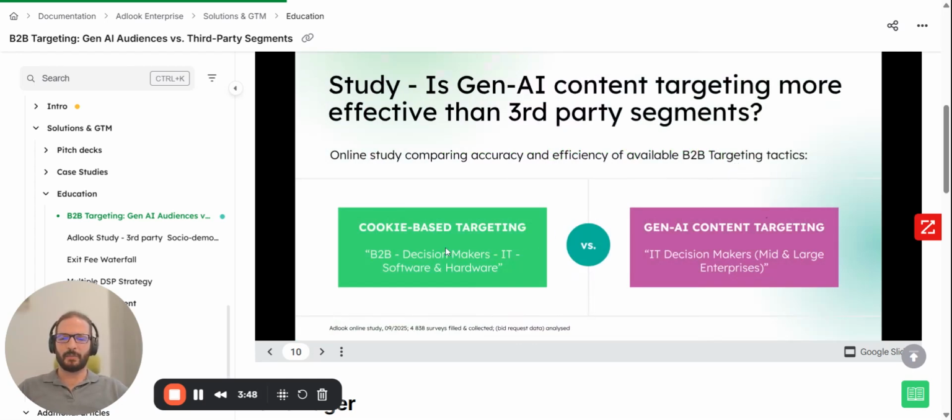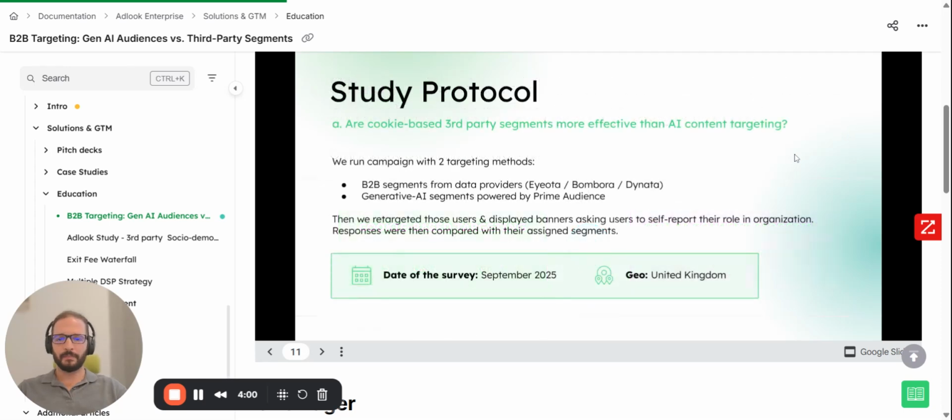Cookie-based targeting, B2B decision makers, IT software and hardware versus Gen AI content targeting, IT decision makers, mid and large enterprise. So this was comparing the accuracy and efficiency of the targeting tactics for the two different methods. The protocol, this is what we did in September of this year in the United Kingdom.